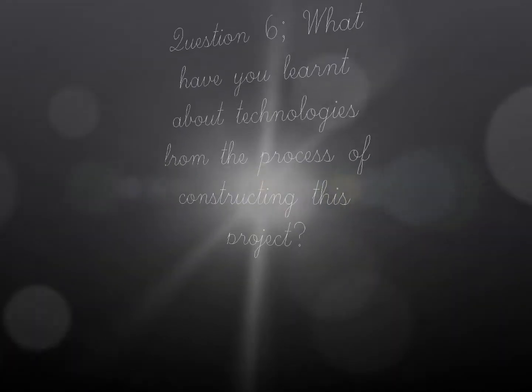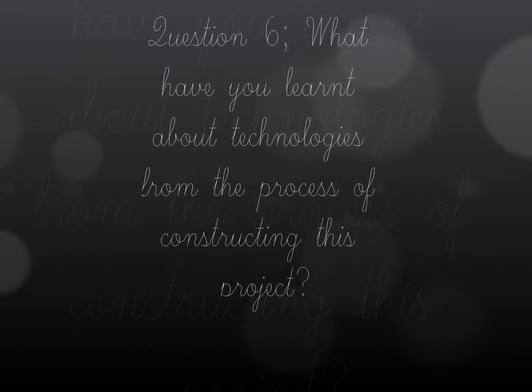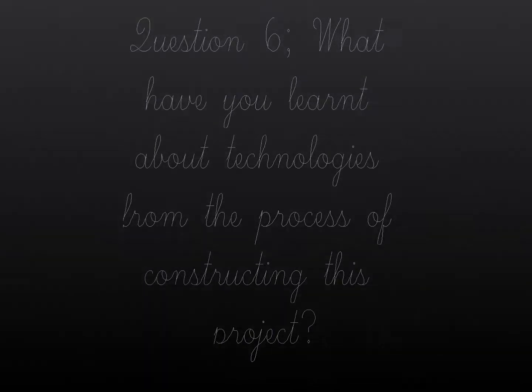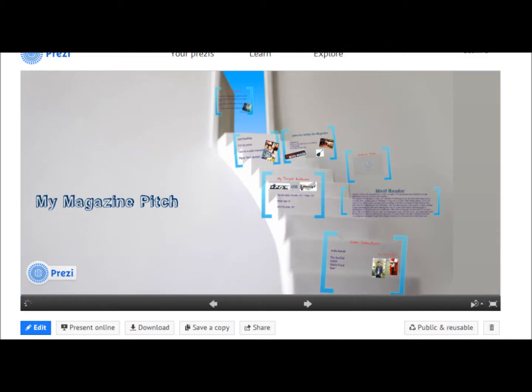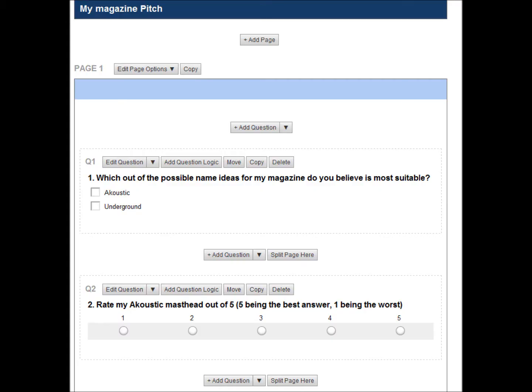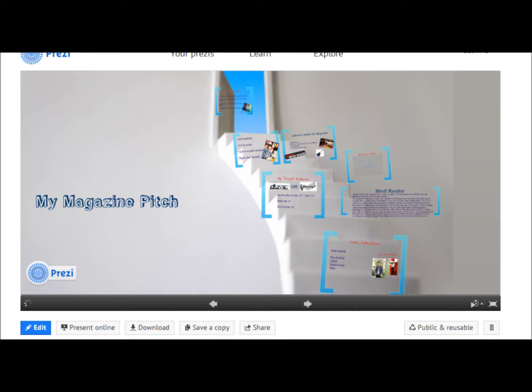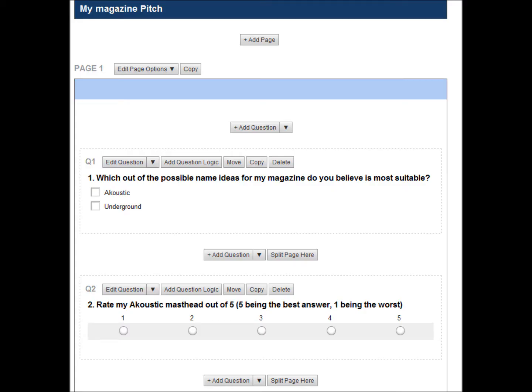Throughout the process of constructing my product, I have learnt and developed new technology skills. During researching for my media product, I used a lot of websites such as Prezi and SurveyMonkey to present and collect my research information. I believe using these websites worked well as it was easy to distribute it in order to get the feedback I needed.